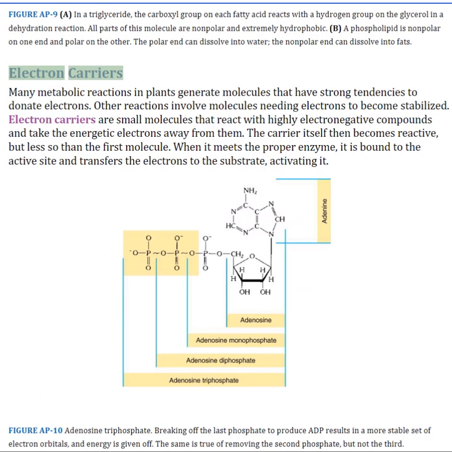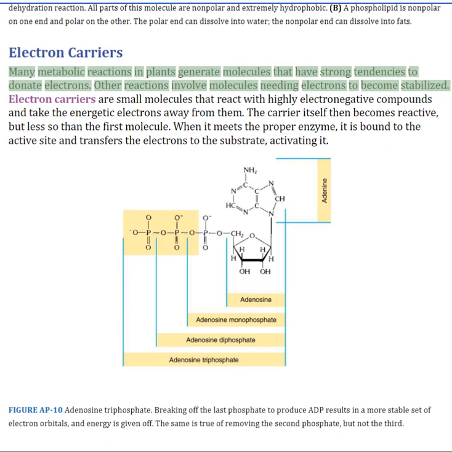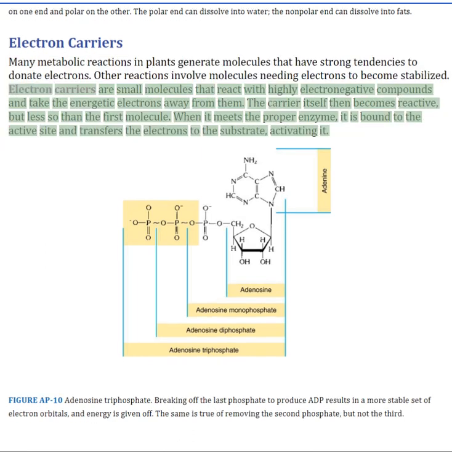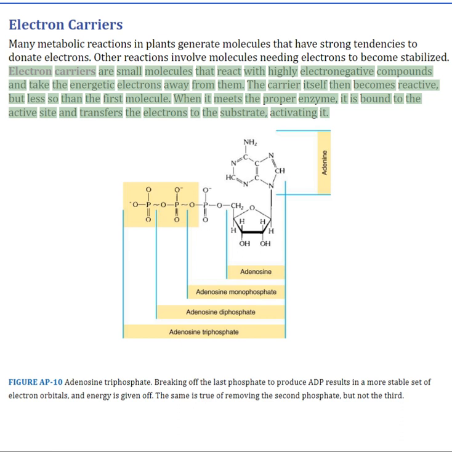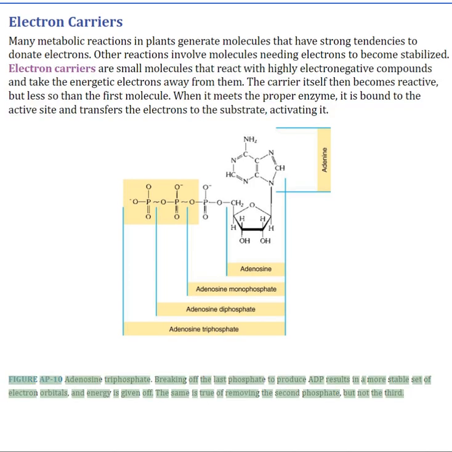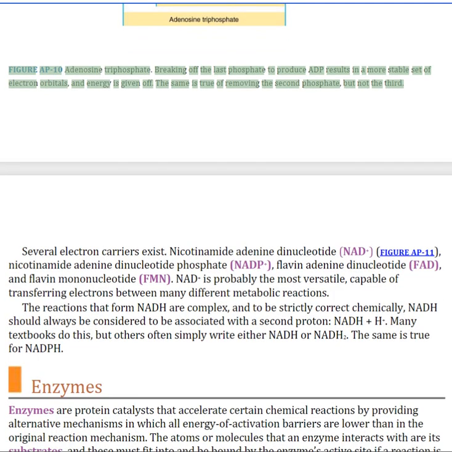Electron carriers. Many metabolic reactions in plants generate molecules that have strong tendencies to donate electrons. Other reactions involve molecules needing electrons to become stabilized. Electron carriers are small molecules that react with highly electronegative compounds and take the energetic electrons away from them. The carrier itself then becomes reactive, but less so than the first molecule. When it meets the proper enzyme, it is bound to the active site and transfers the electrons to the substrate, activating it. Figure AP-10. Adenosine triphosphate.